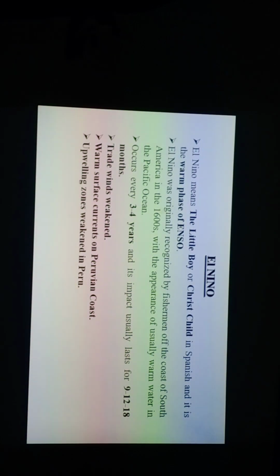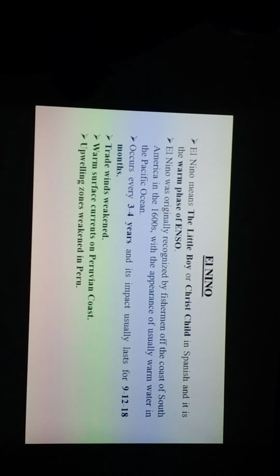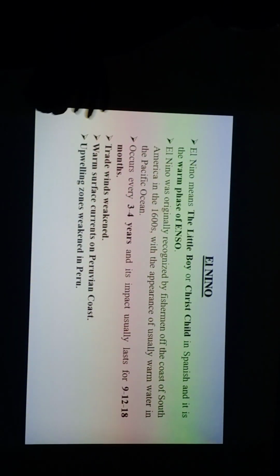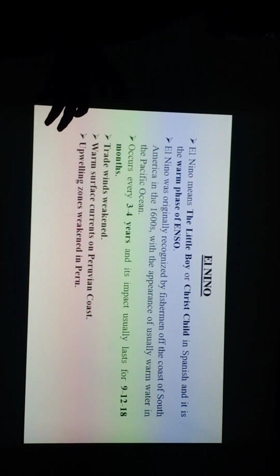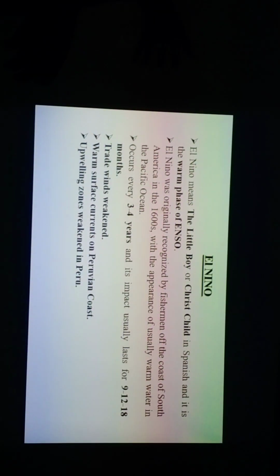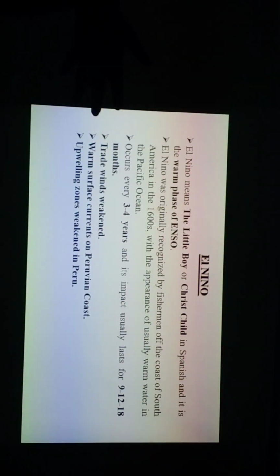So the third phase, or the last one, is El Nino, which is simply known as one phase of ENSO. The other names are El Niño, the little boy or Christ child in Spanish. Originally it was recognized by the fishermen of the south coast of America in the 1600s with the appearance of unusually warm water in the Pacific Ocean. It is also called a quasi-periodic event.